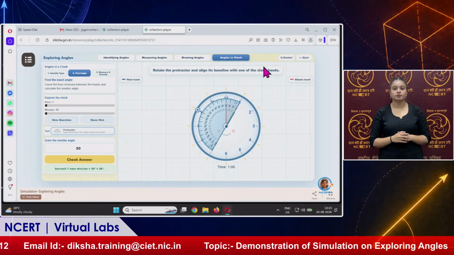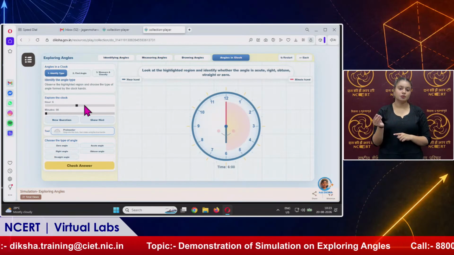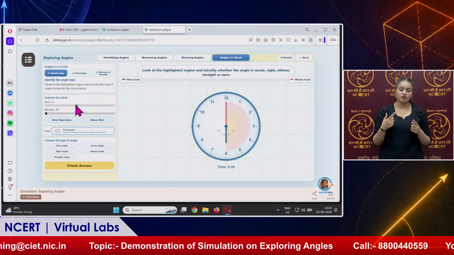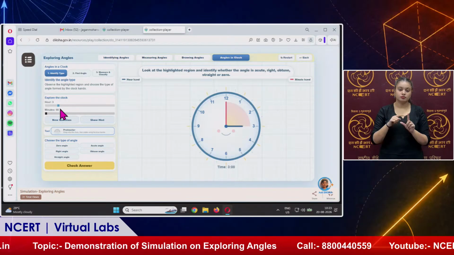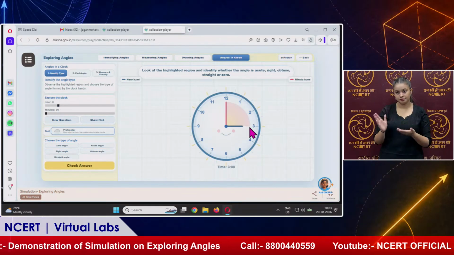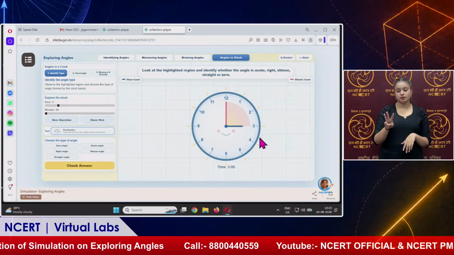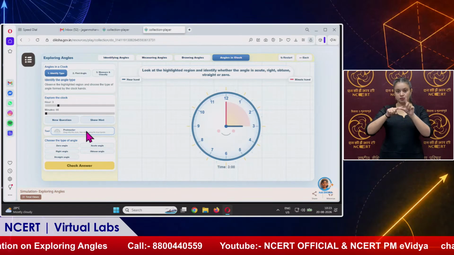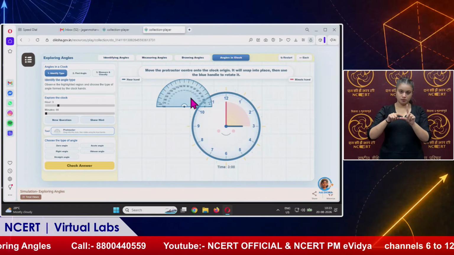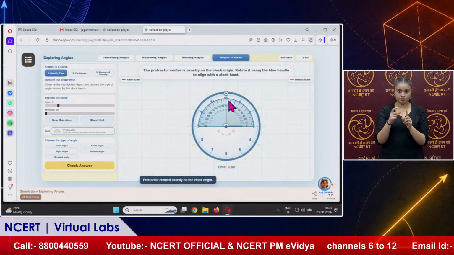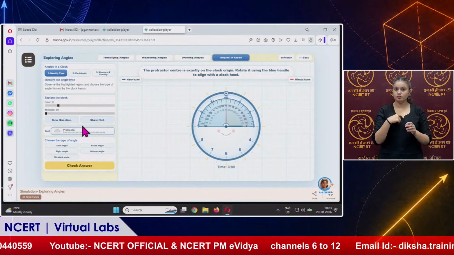So we can also do one thing here, we can manually adjust the angles in between. For example, at 3 o'clock, what is the angle at the time of 3 o'clock? Right angle. It's a right angle. We can also check with the protractor. Yeah, this is exactly 90 degrees.